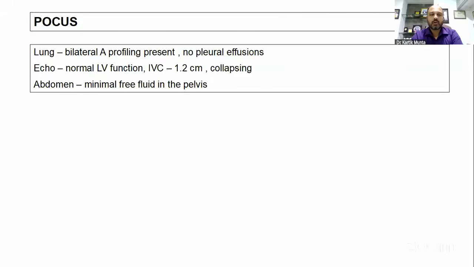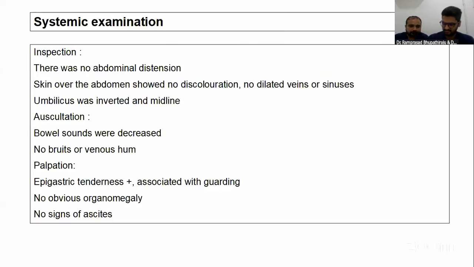So we'll hold on to this slide. Can you summarize what the positive findings in this case are, in terms of history and examination?